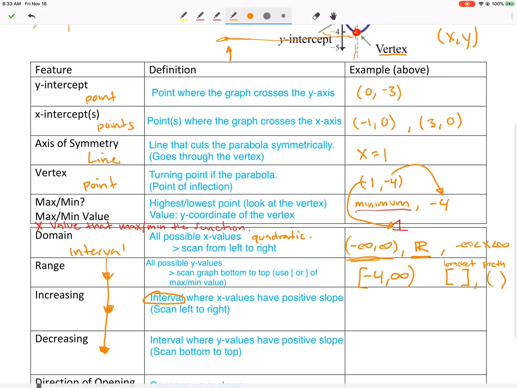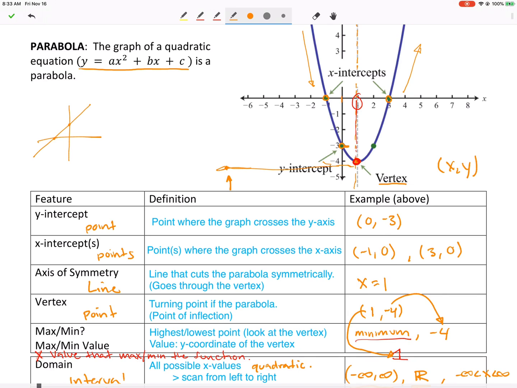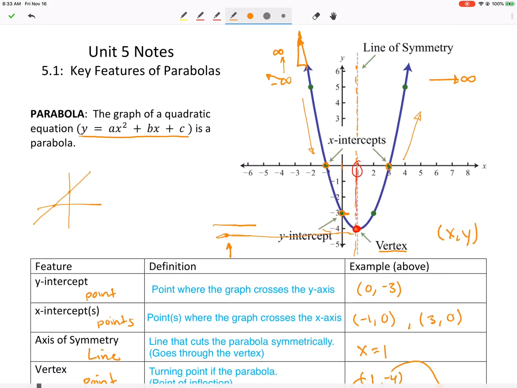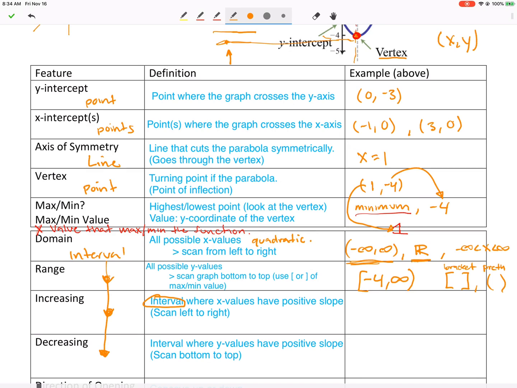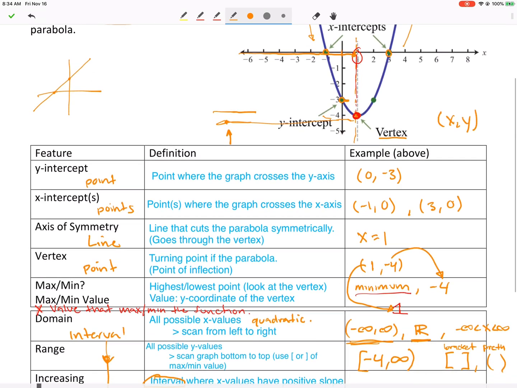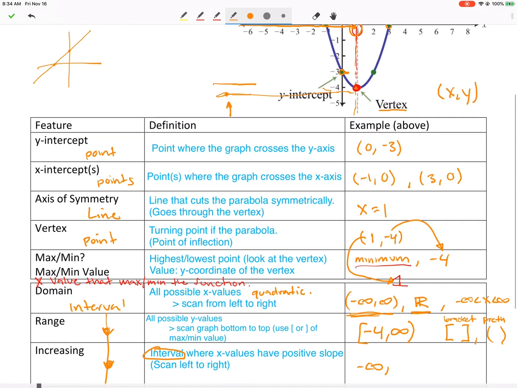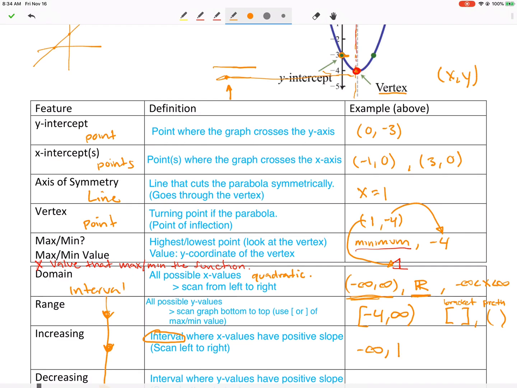Okay, increasing and decreasing, we want to start from left to right, okay? And we want to look at the y values, what the y values are doing as we move across this x-axis, okay? As we're moving left to right, the y value is decreasing, okay, until you get to the vertex. Or you could also say the slope is negative. So the slope is negative from -infinity to our x value 1, right here, okay? So we'd go to 1.